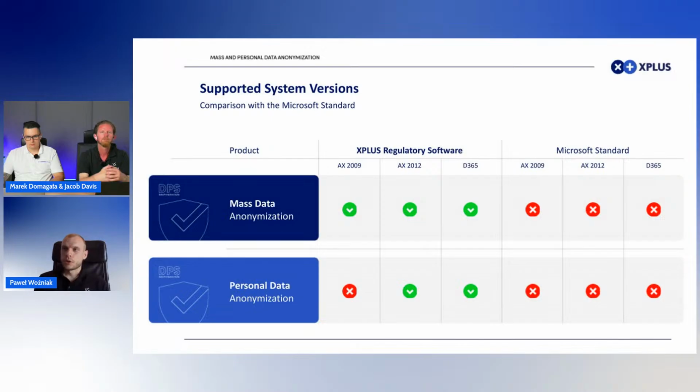And all right, supported system versions. We, of course, support Dynamics 365 for finance and operations, but also previous versions like AX 2009 and AX 2012 as well. Mass data anonymization can be used also on AX 2012 and 9, but with personal data anonymization, we work only with two systems, AX 2012 and D365. And if we compare it to Microsoft standard, right now in standard Dynamics 365, there are no tools for data anonymization.